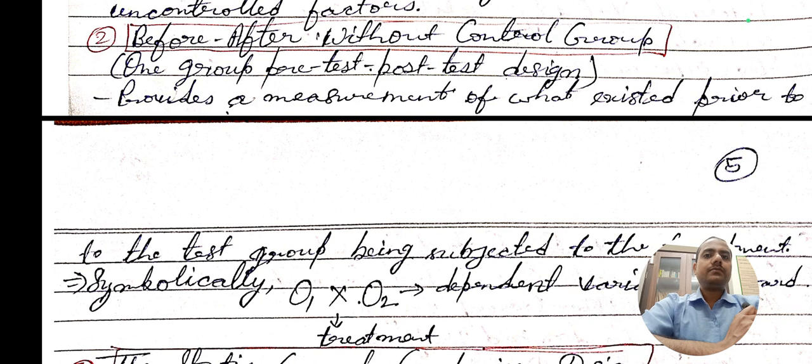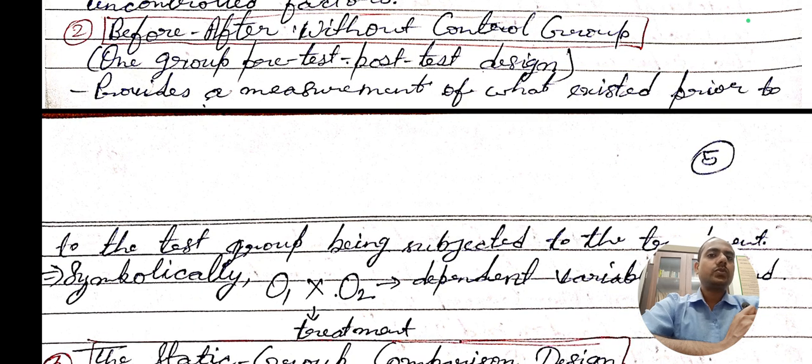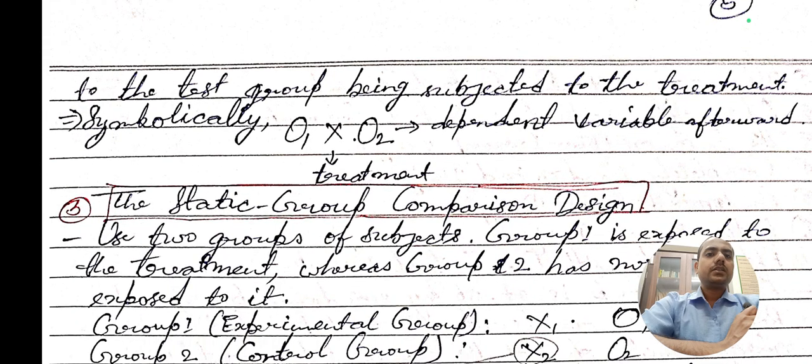Second, we have before, after, without control group. One group, pre-test, post-test design, provides a measurement of what existed prior to the test group being subjected to the treatment. So symbolically here given O1 x O2, where O2 is the dependent variable afterward, and x is the treatment, and O1 that is the test group before treatment.